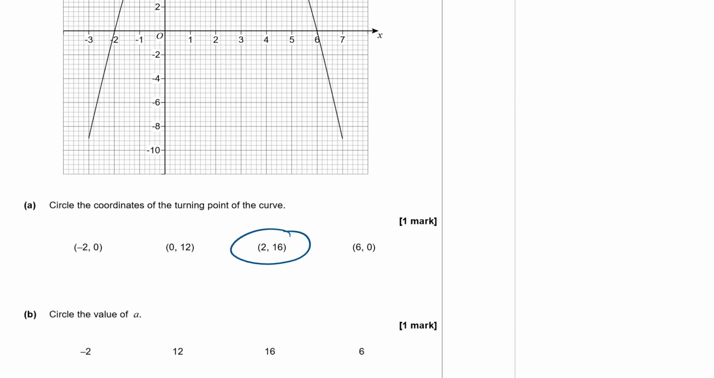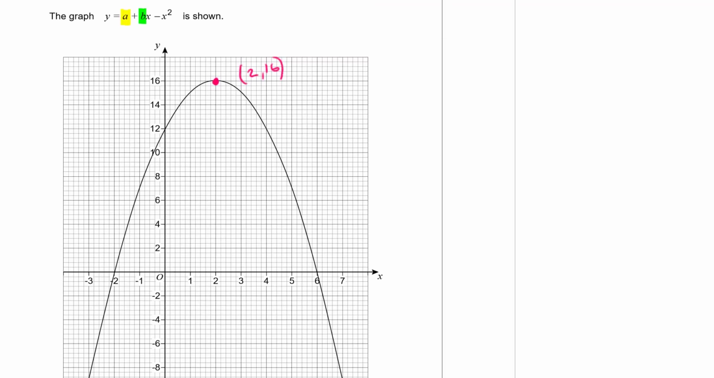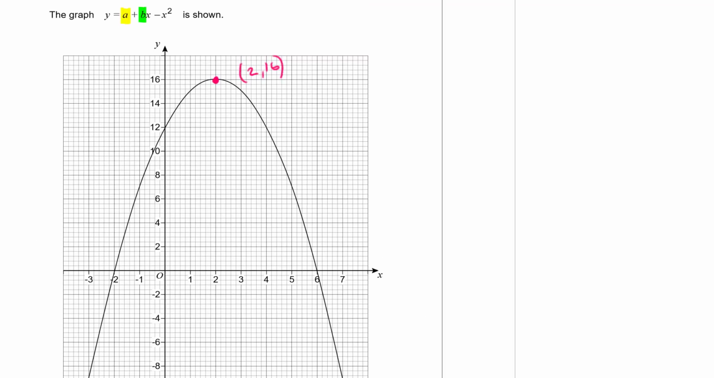Next, asked to circle the value of a. Now, coming back to our partial formula or equation for the curve, y equals a plus bx minus x squared. Now a is the constant. In other words, it's the y-intercept of this graph. So we can find a by looking at where the curve meets the y-axis, which is this point here. So that's going to be our value for a.